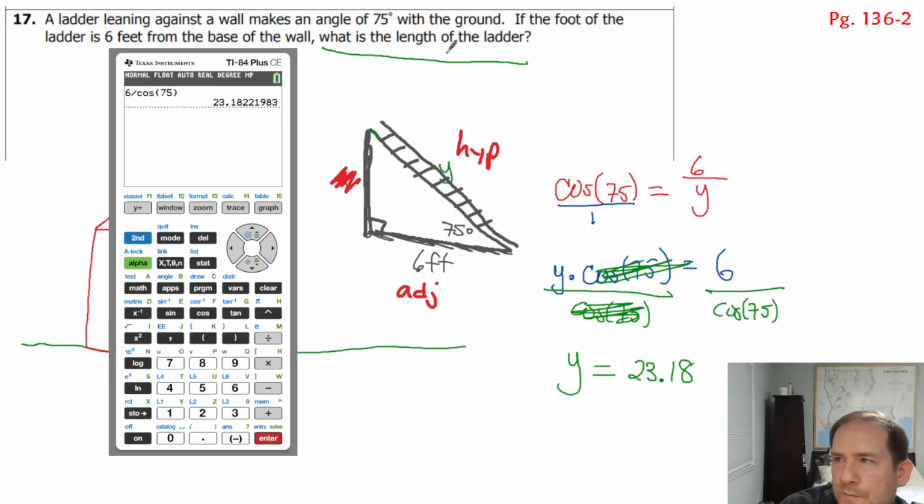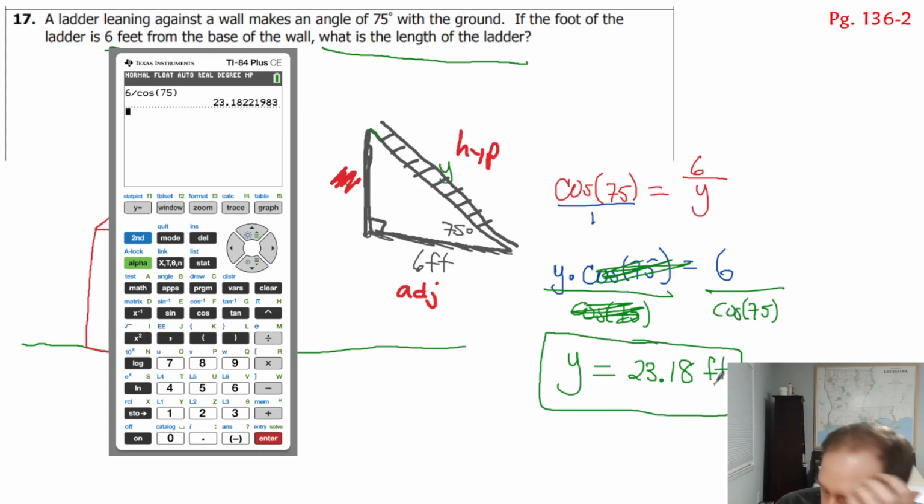Now, remember with word problems, you are given units. It says right here, 6 feet, right? So we know that these measurements are in feet. So when you give me your final answer, you should make sure to include your units. If it's feet, if it's inches, if it's miles, whatever it is, you got to actually show me that you know.